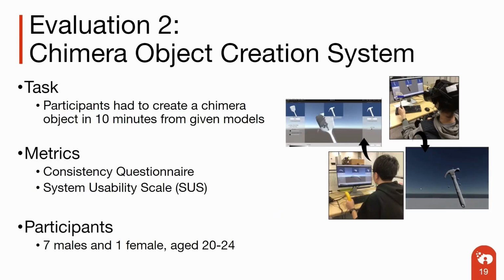We investigated the effectiveness of the chimera object creation system. In this evaluation, we asked participants to create a chimera object in 10 minutes from given models. We measured the level of Visuo-Haptic consistency they felt and the level of usability using the system usability scale. 8 participants in their 20s participated in the evaluation.